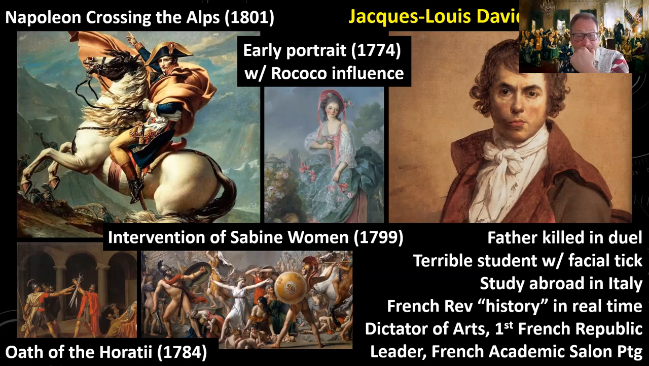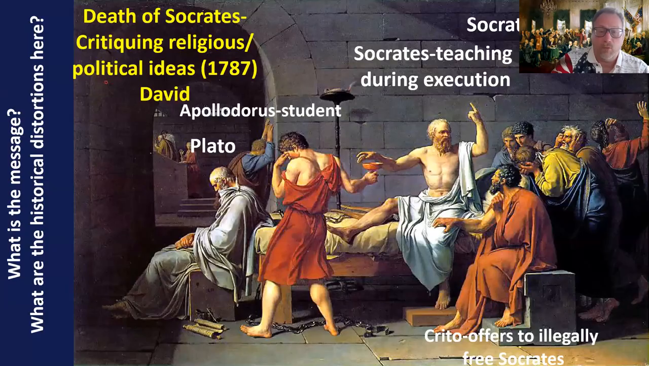He studied abroad in Italy, and he is in charge of making the French Revolution history in real time. So he's the artist that's put at the front that basically is creating and writing the French history, because this is right before photography. He is considered the dictator of the arts of the first French Republic, so he kind of controls the artistic output, the way the academy or the government controlled it. And he's the leader then of French academic salon painting. So if you want to have a painting show, you kind of have to do it according to the dictates and the styles that he wants.